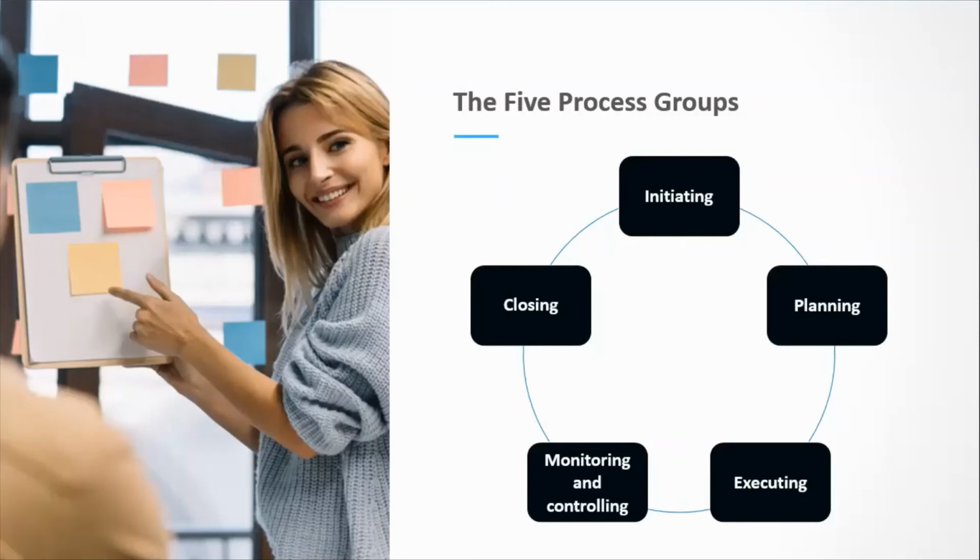So when we talk about the waterfall methodology, it's process-based. It's 49 processes based on the Project Management Body of Knowledge Guide, particularly the 6th edition, grouped into 5 groups. So you have the initiating process group, planning process group, executing process group, monitoring and controlling process group, and closing process group.